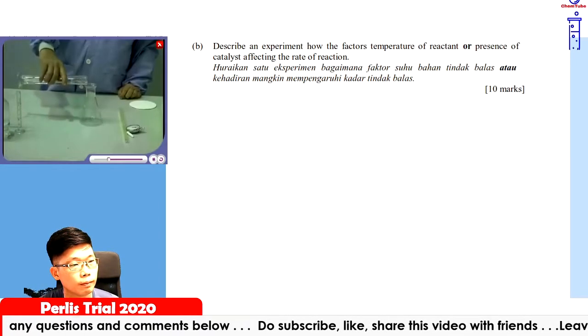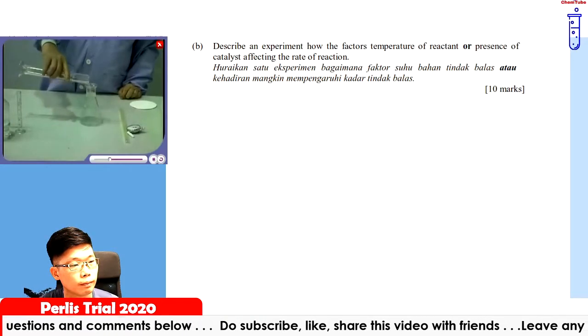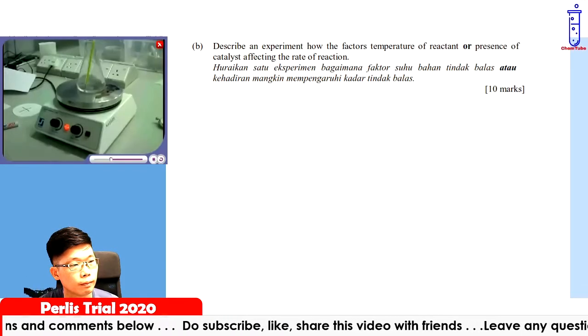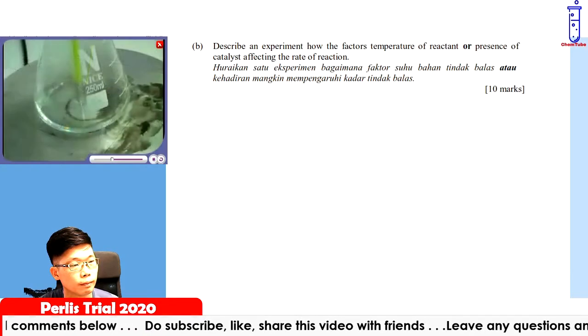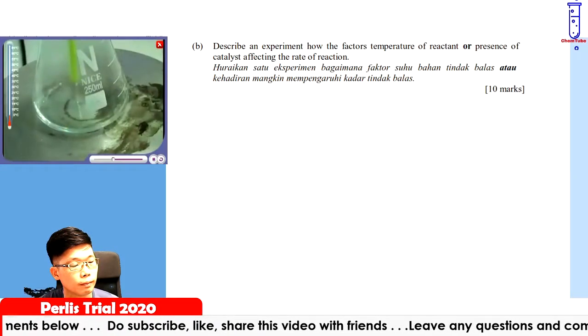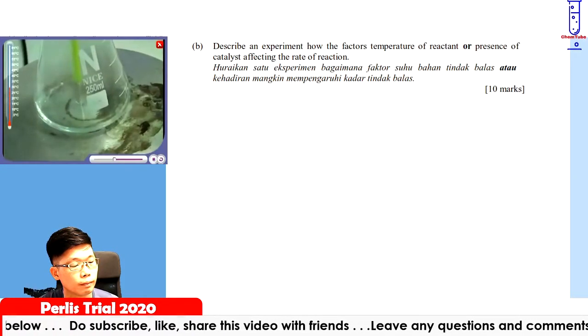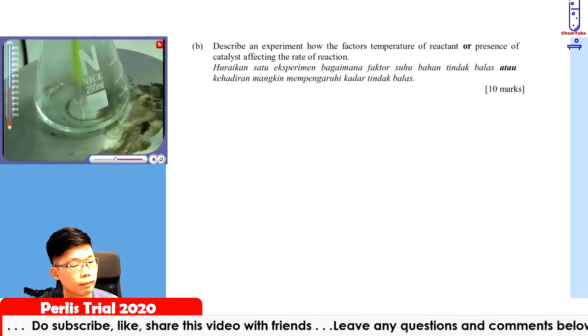Pour the sodium thiosulfate solution into a clean, dry conical flask. Heat the conical flask to 30 degrees Celsius. Measure the temperature of the solution with a thermometer. Record the temperature reading.